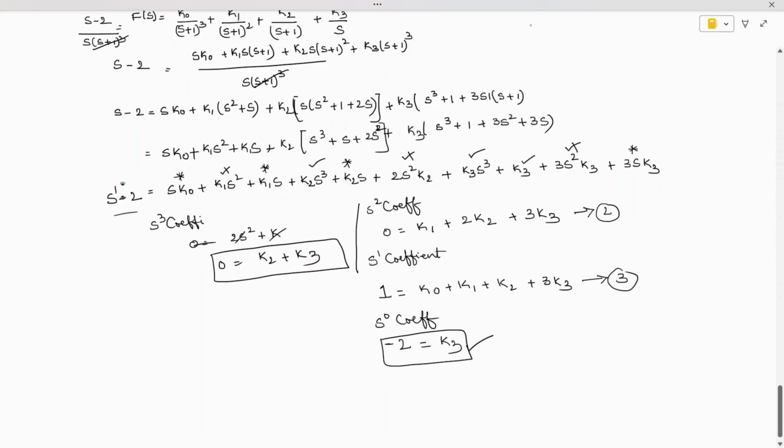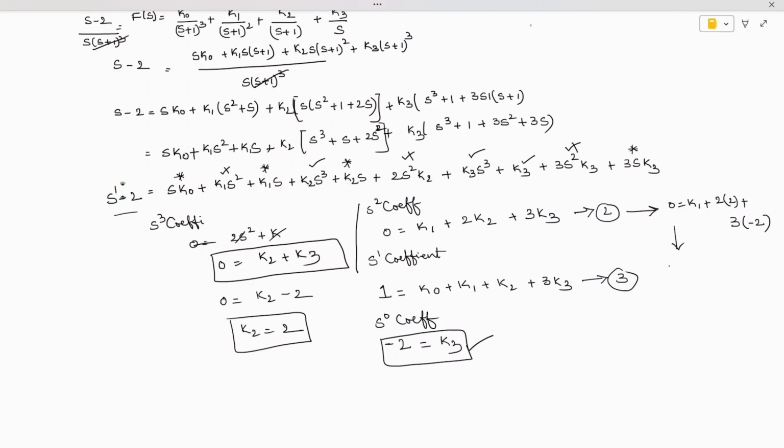Substitute the value of k3 here. So 0 is equal to k2 minus 2. Therefore, k2 is equal to 2, the second answer. Okay, so substitute the values of k3 and k2 here. So 0 is equal to k1 plus 2 into k2. K2 value is 2 plus 3 into k3. K3 value is minus 2 here.